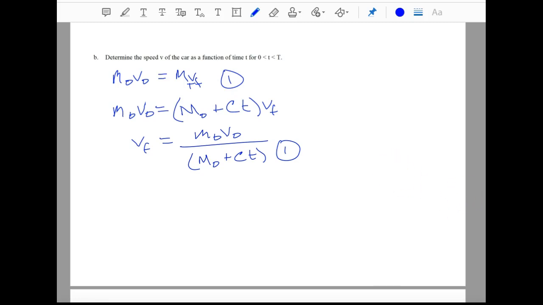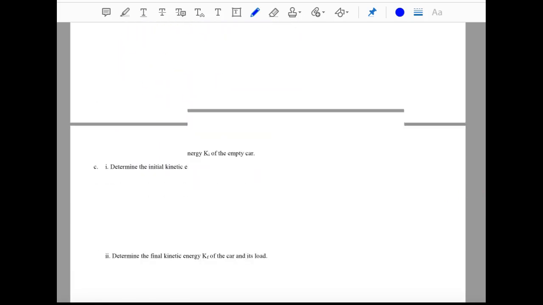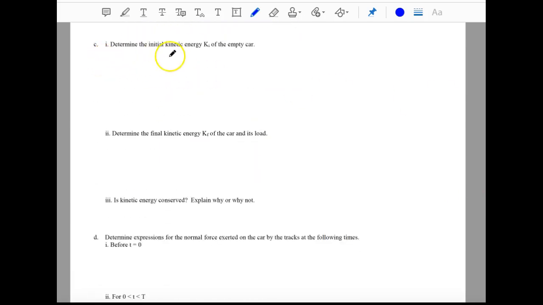Next part of this one is looking at letter C. And here it wants us to determine the initial kinetic energy, Ki, of that empty car. So to find the original kinetic energy of the empty car, we know that kinetic energy Ki is equal to the original mass of the car times the original velocity of the car squared. But here, we have to divide it by 2 because remember it's 1/2 m v squared. So instead of doing the half, we're just going to divide by 2. So you get a point for doing that.